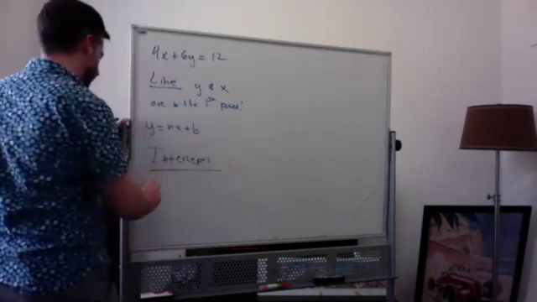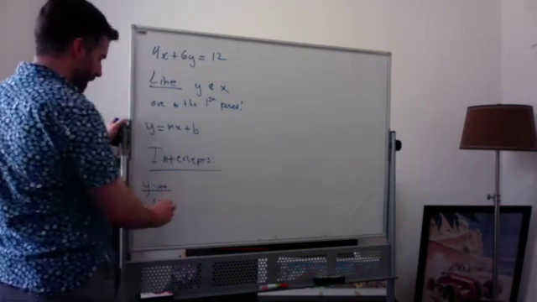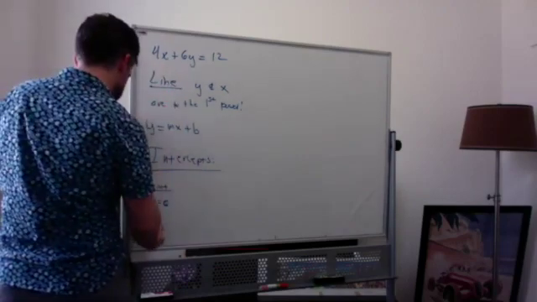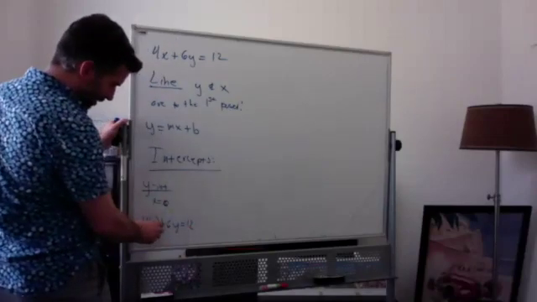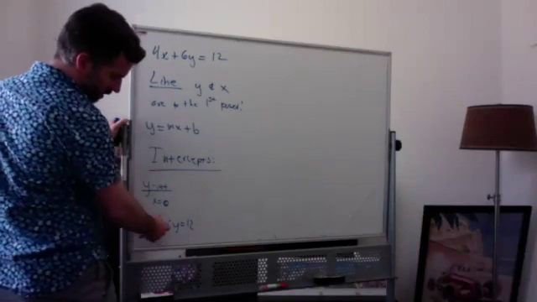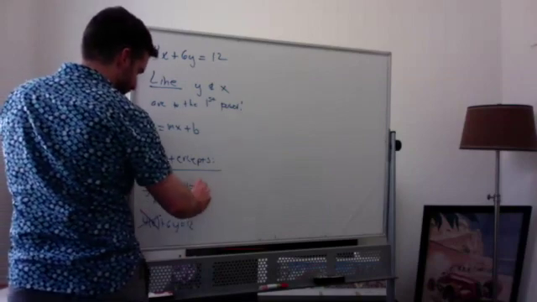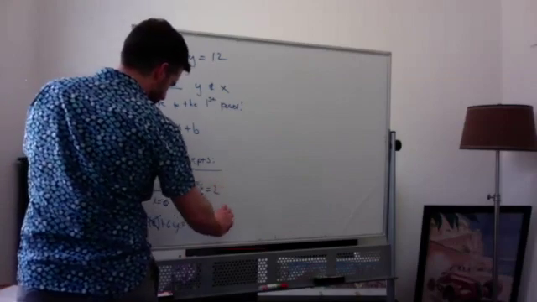So my intercepts. I'm going to find the y-intercept by setting x equal to 0. If I set x equal to 0, I get 4 times 0 plus 6 times y equal to 12. 4 times 0 is just 0. So 6y equal to 12, I divide both sides by 6, and you get y equal to 12 over 6, which is 2. So 0, 2 is my y-intercept.